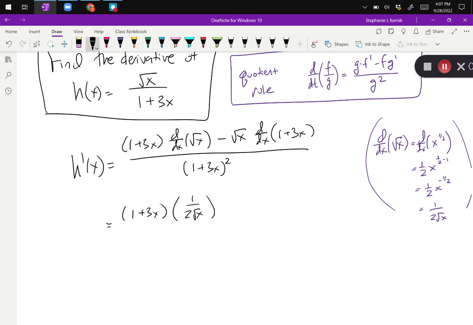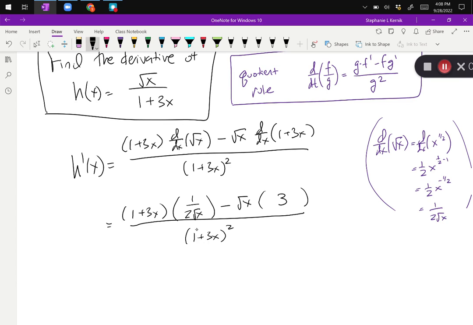So that is why the derivative of the square root of x is 1 over 2 times the square root of x. Continuing on with applying the quotient rule, we've now done low d high, 1 plus 3x times the derivative of the square root of x. So let's continue: 1 plus 3x times the derivative of the square root of x minus the square root of x times the derivative of 1 plus 3x. The derivative of 1 plus 3x is just 3. That's the number in front of the x. The derivative of 1 will be 0 because it's a constant. This is all over the bottom squared, 1 plus 3x squared.